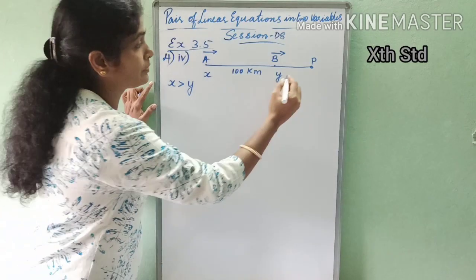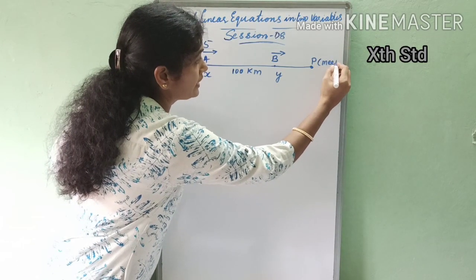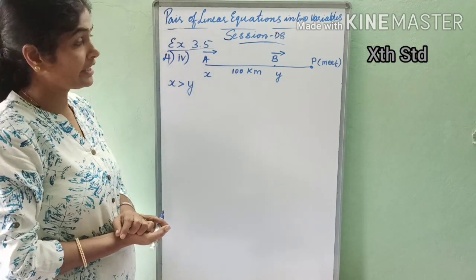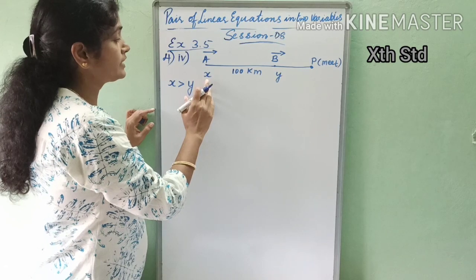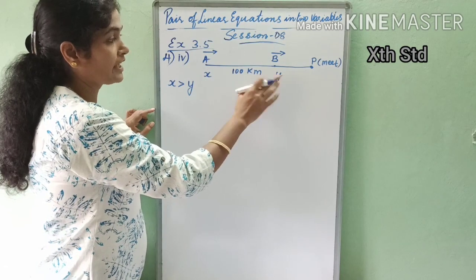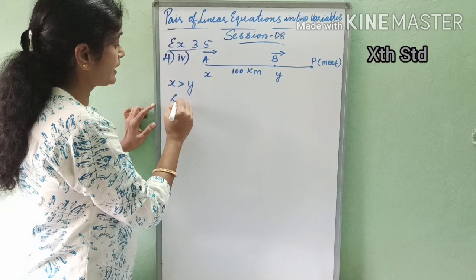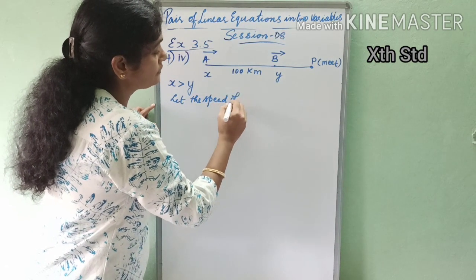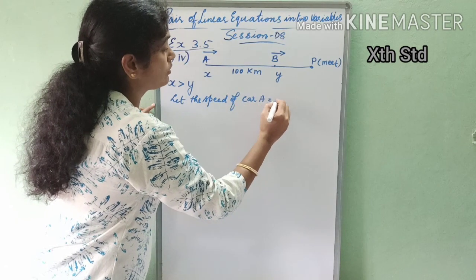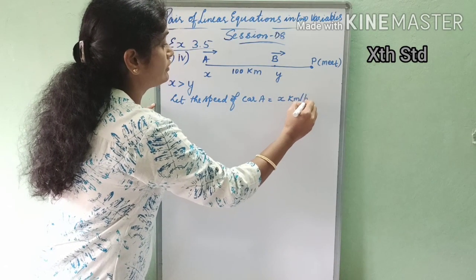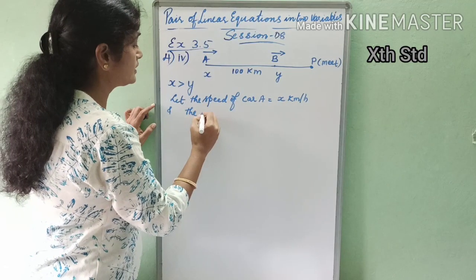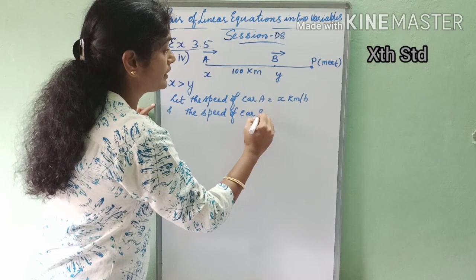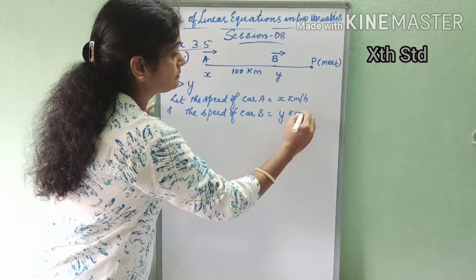They meet at point P, in 5 hours. This is the first condition. Let the speed of car A be equal to x kilometer per hour and the speed of car B equal to y kilometer per hour.